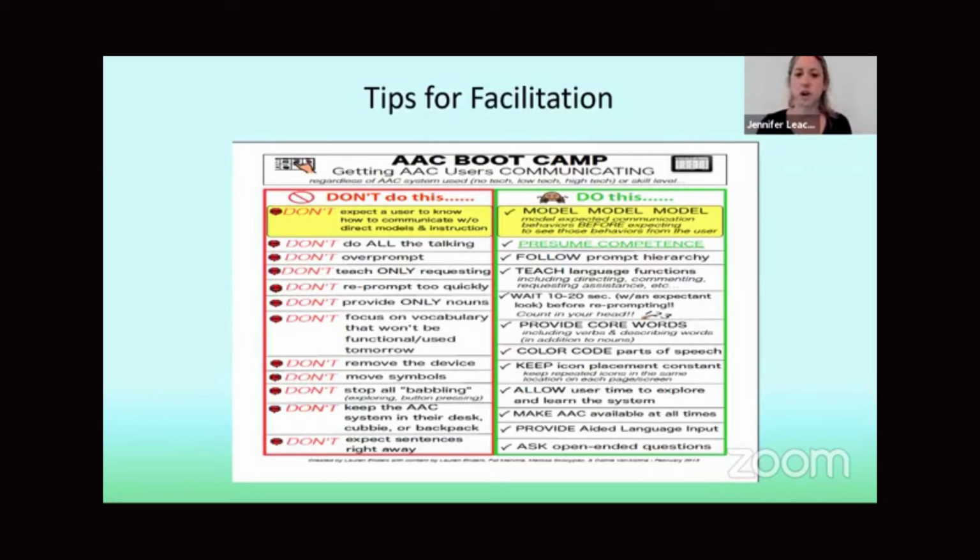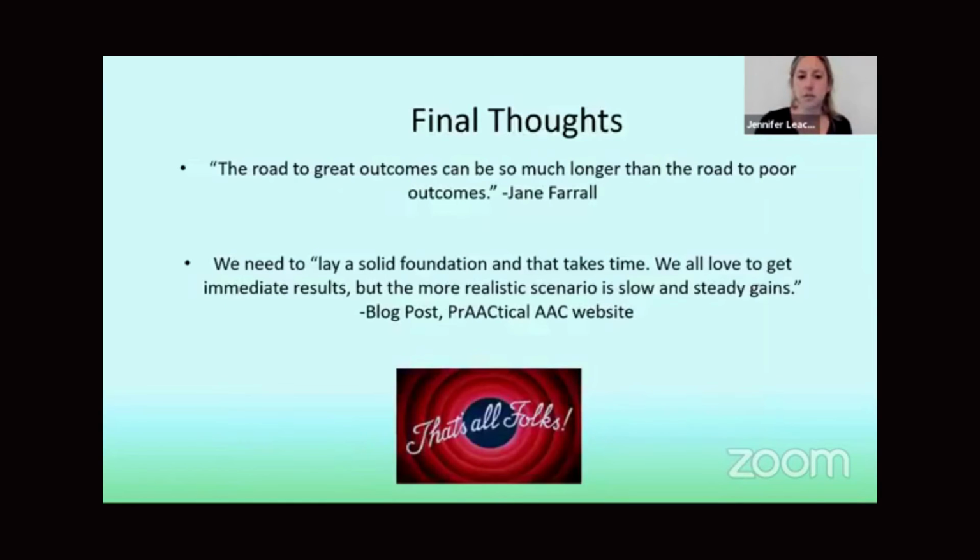I talked about the prompt hierarchy, and I just want to briefly go over that. You always want to start with aided language stimulation, which is the modeling. Once you feel you've modeled enough times, you're then going to start the prompting hierarchy. From least to most, you would do an indirect visual cue, which is when you just gesture to the device or the board, or you move it closer to them. Then you would give a direct visual cue, which is when you directly point at the message.